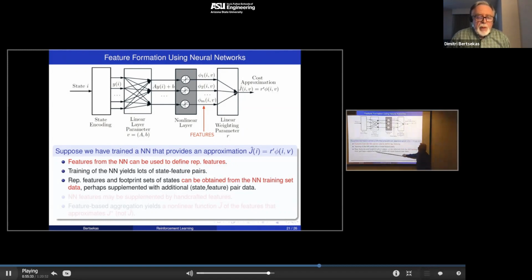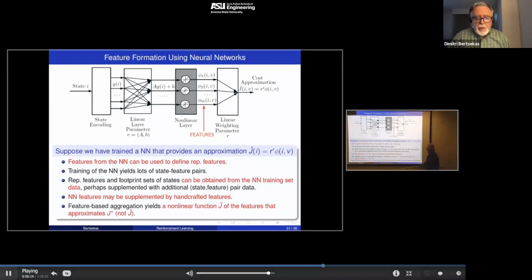So we can obtain representative features and corresponding footprints of states from the training set of this neural network, and we can perhaps supplement it with additional pair data, perhaps to improve exploration, for instance, things like that. Moreover, I can extend the set of features that I get from a neural network by using some handcrafted features in a more sophisticated and ambitious formulation.